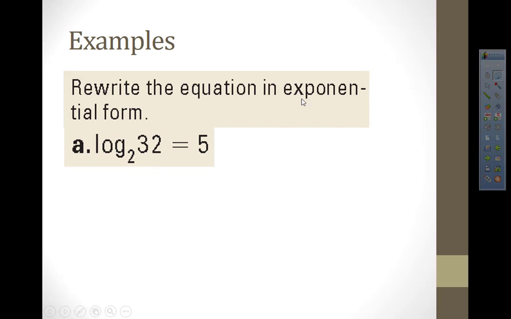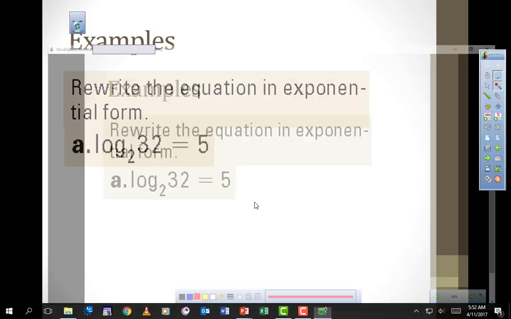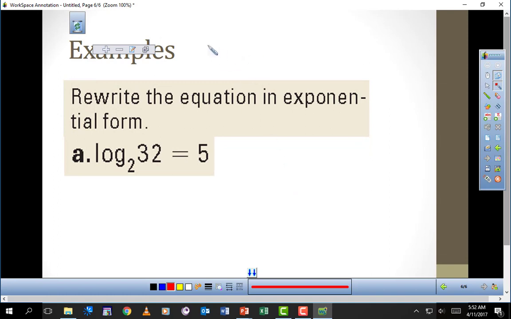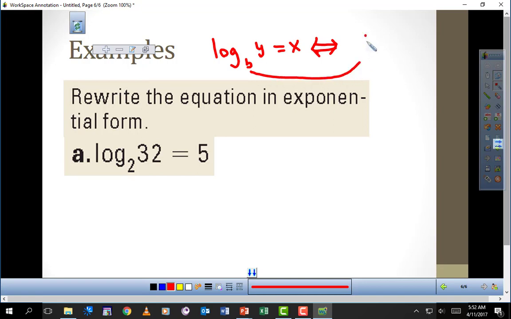Rewrite the equation in exponential form. Okay. So remember what we had. We had log with a certain base, and then we had y here with x, and that's equal. We had an if and only if, so we'll put a double arrow here. That's equal to, what you do is you put the base over here, and now you switch these two. So you put x here, and you put y here.